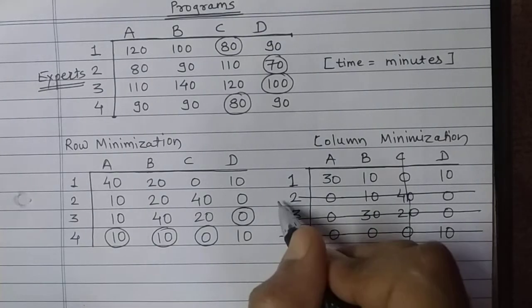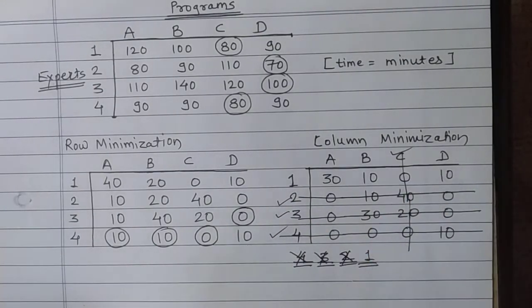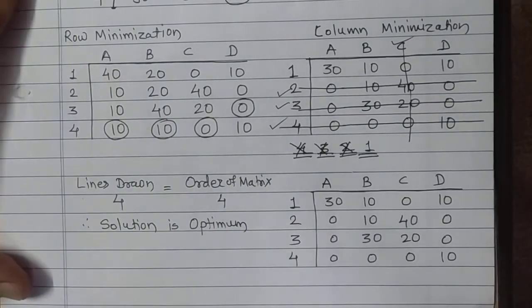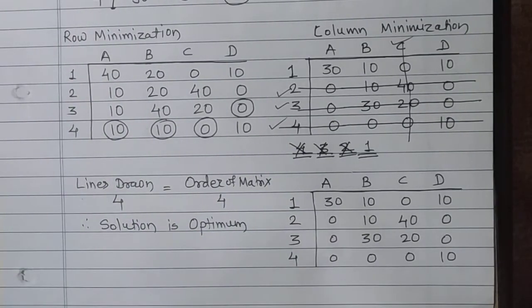Now how many lines are drawn? 1, 2, 3, 4. So 4 lines are drawn. So the order of this matrix is 4. So the number of lines drawn is exactly equal to the order of the matrix. So the solution is optimum. So write that down. The number of lines drawn is 4, exactly equal to the order of the matrix, 4. Therefore the solution is optimum.